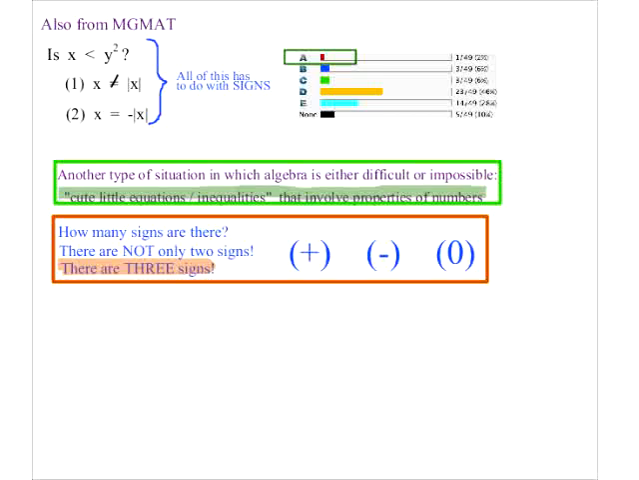So, statement one is absolute value not equal to the original number. So that's, I'm going to put the slash through the equal sign, so that'll happen here in a sec. This is statement one.